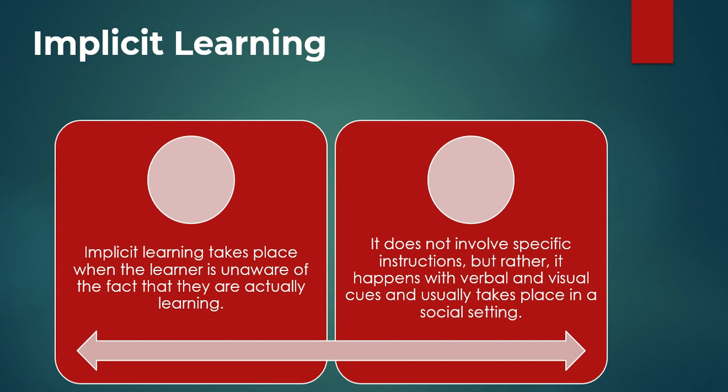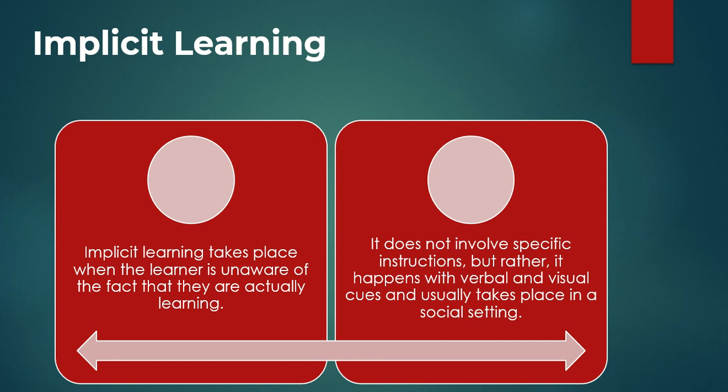Implicit learning takes place when the learner is unaware of the fact that they are actually learning. It does not involve specific instructions, but rather it helps with verbal and visual cues, and usually takes place in a social setting. For example, a child learning to speak is an example of implicit learning.